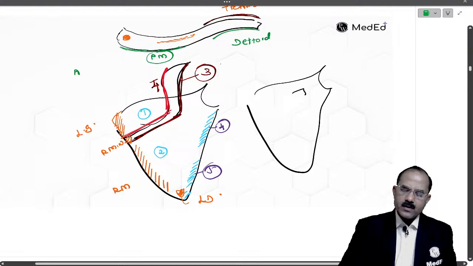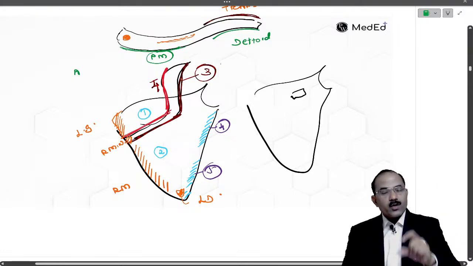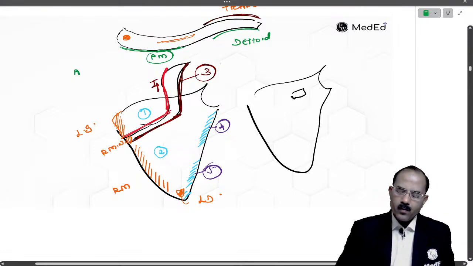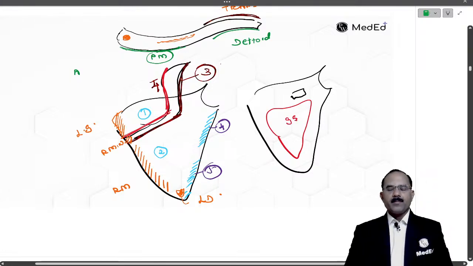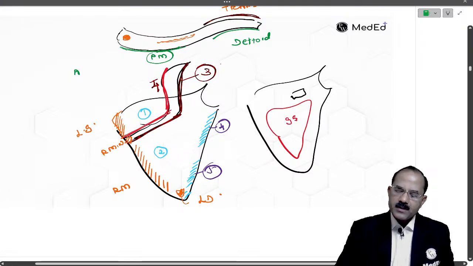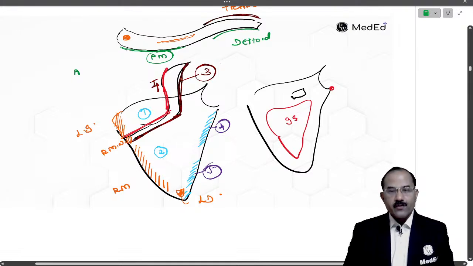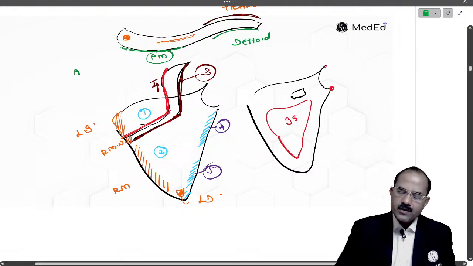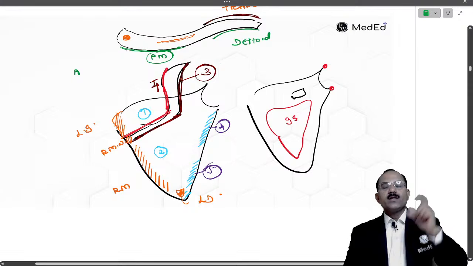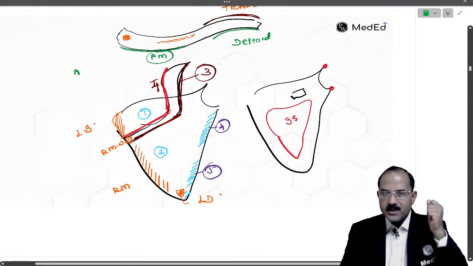So if that's the costal surface of the scapula, that's the coracoid process. What is the muscle attached here? That's the subscapularis. Okay, what is the muscle attached to the infraglenoid tubercle? That's the long head of triceps. The muscle attached to the supraglenoid tubercle, that's the long head of biceps brachii.